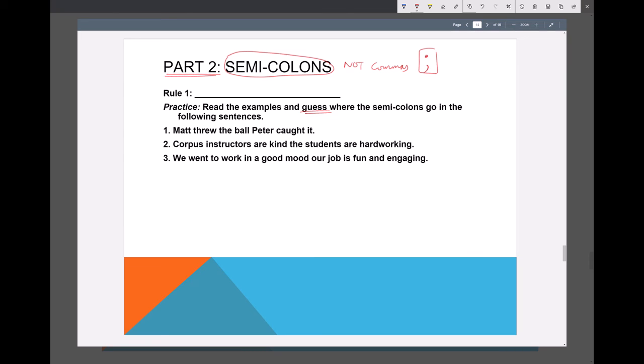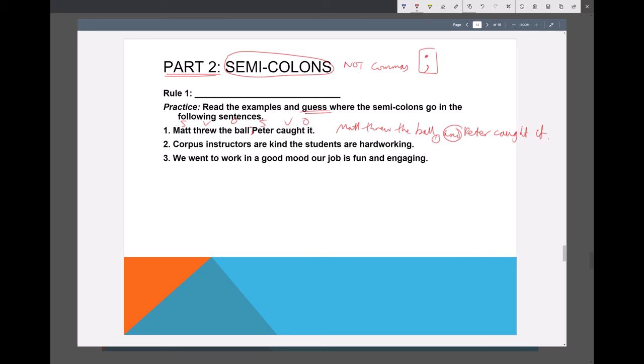Number 1, Matt threw the ball. Peter caught it. If you kept this as a sentence, it's a run-on sentence. So we need the semicolon somewhere. If you put the semicolon between the ball and Peter, that's correct. You have Matt threw the ball. Peter caught it. So 2 independent clauses. There's no and this time. Notice the comma sentence had and. So compare it with Matt threw the ball, comma, and Peter caught it. Notice there's an and and there's a comma. Here, let's just have a semicolon and no and.